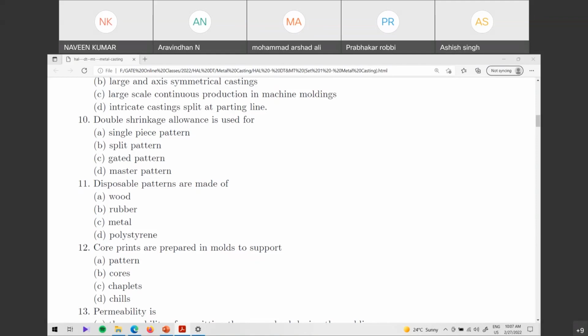Okay, answer is D. Prabhakar is saying D. Any reason, Prabhakar? Any small reason in one line? Okay, Naveen is saying C. Deepak is saying A. Okay. So I need answers. I need why. At least can you tell me in one line why you are saying like that?